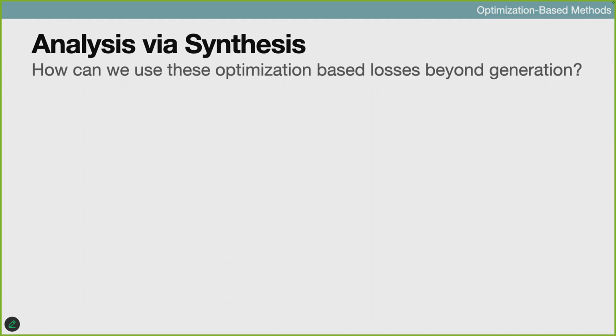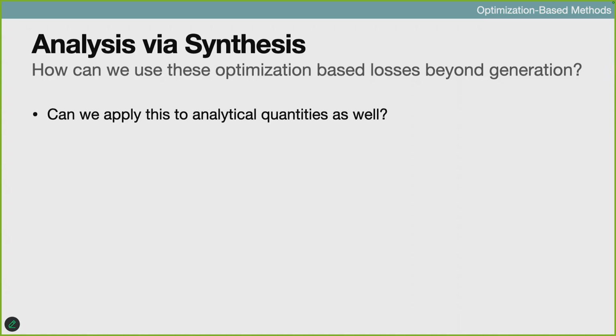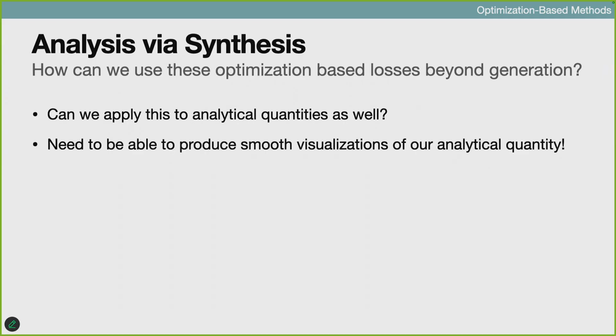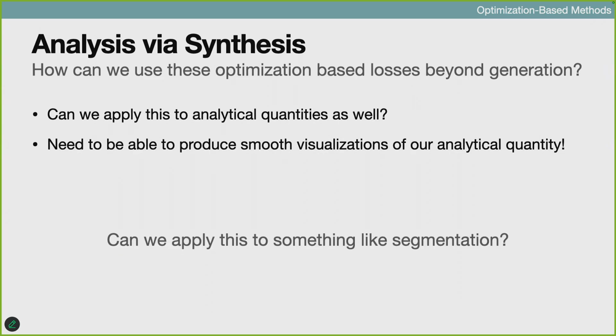So what if we want to look a little bit beyond generation? Can we do something with more analysis, or some different kind of optimization as well? If we want to do this, can we apply some analytical qualities? And will we be able to have smooth visualizations of those analytical qualities? So maybe for something like segmentation, can we do that?